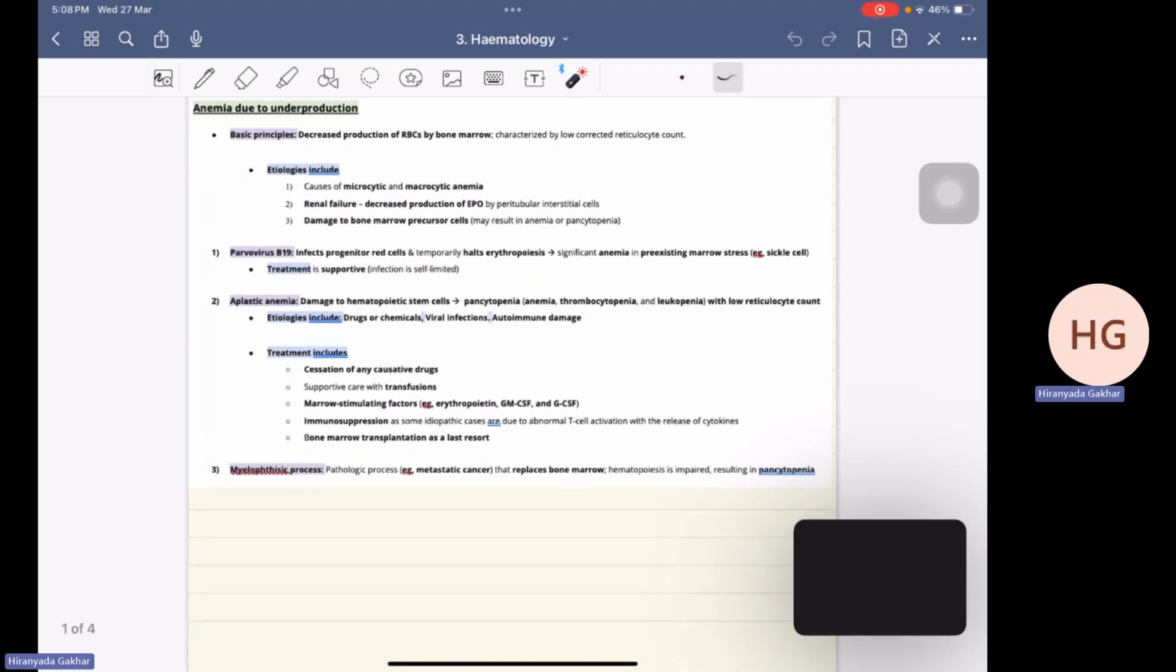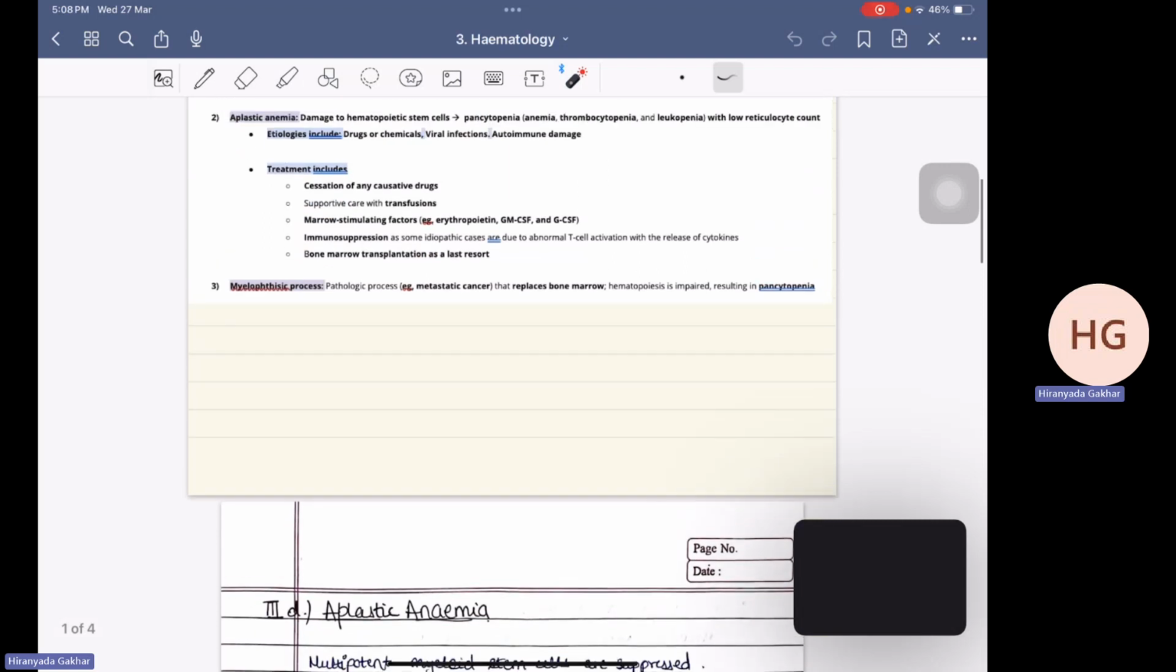As for infectious etiologies, we have parvovirus B19. Now, parvovirus B19 basically infects the progenitor red blood cells and temporarily, again, remember the word temporarily, halts erythropoiesis. This results in a significant anemia and also excessive bone marrow stress. The treatment for this is supportive. Because parvovirus infection is self limiting, we wait for the infection to resolve itself.